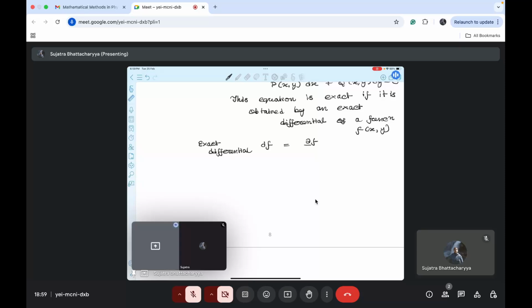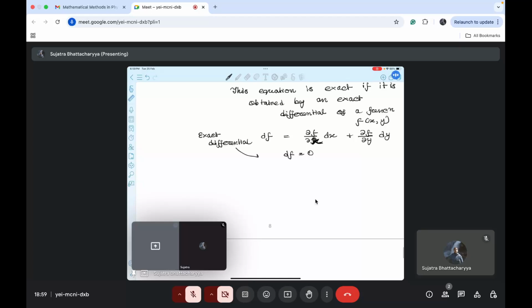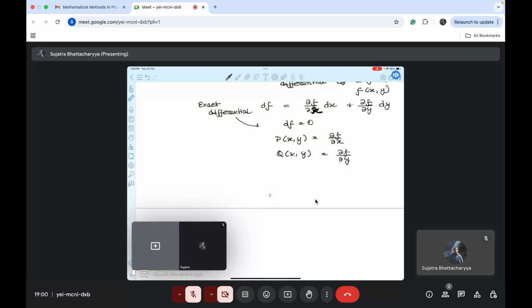So we know that any total derivative df can be written in terms of the partial derivative, delta f by delta x dx plus delta f by delta y dy. Now for an exact differential, the df has to be 0. That means can I write now p of x comma y is equal to delta f by delta x and q of x comma y as delta f by delta y? We can write. And finally, if we further differentiate it, we get delta p by delta y should be equal to delta q by delta x.